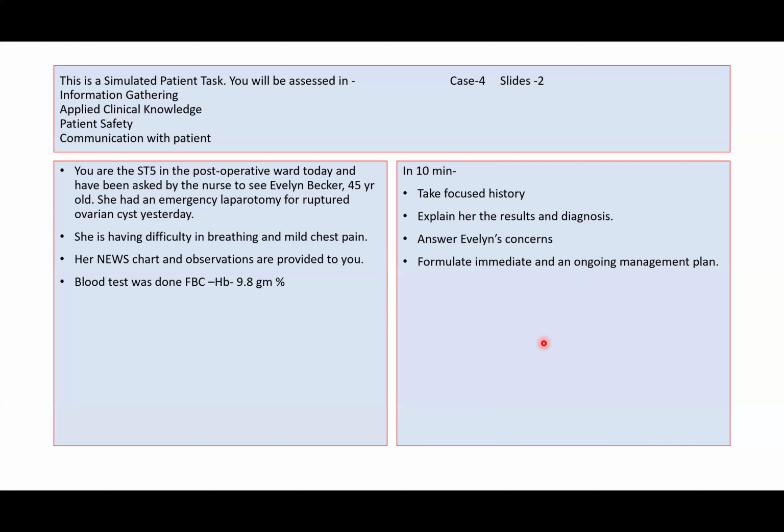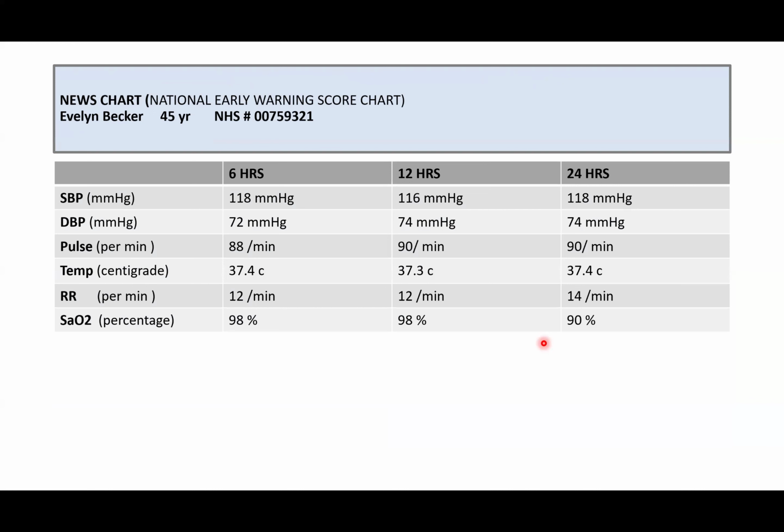Evelyn, I'm not happy with your recovery. During your recovery we usually mark all your pulse, blood pressure, and everything, and your blood level is dropping fast. Have you heard about any condition called pulmonary embolism before? No, I don't know what it is.